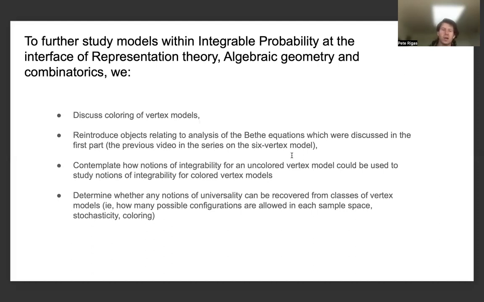And this can help us contemplate, in some other more algebraic terms, how notions of integrability for an uncolored vertex model can be used to study notions of integrability for colored vertex models. And this will help us determine whether any notions of universality can be recovered from classes of vertex models, i.e. how many possible configurations are allowed in each sample space, as well as connections with stochasticity and coloring.